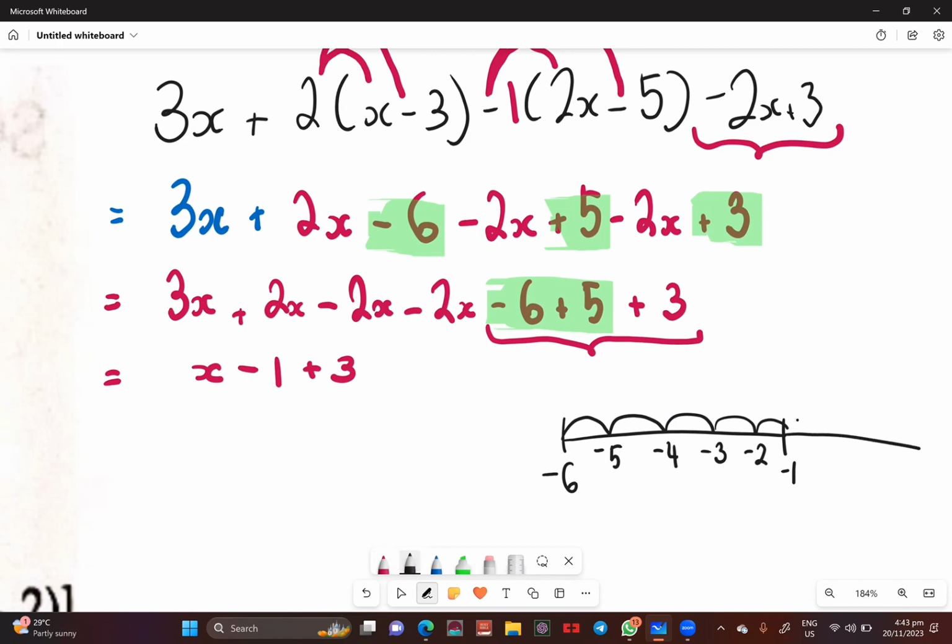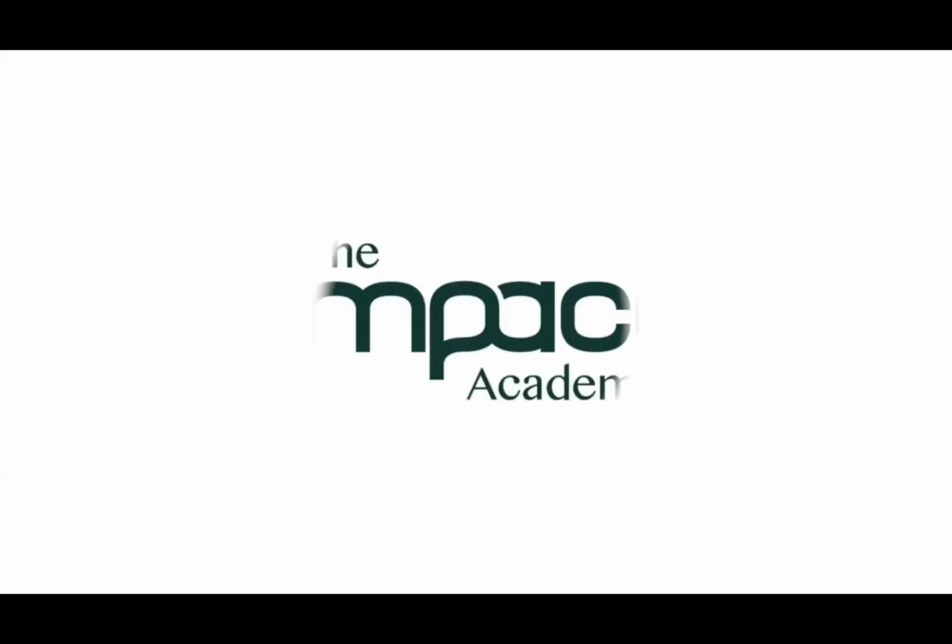So basically, I have to move closer to 0 again. Whenever it is plus, it means I move closer to 0. So plus 3, I go 1, 2, 3. So 0, 1, 2. Agree or disagree? So whatever is over here is basically x plus 2, and this is my answer for this question.